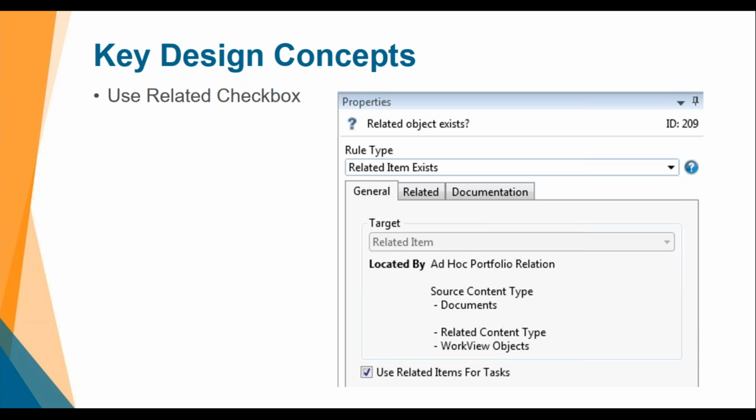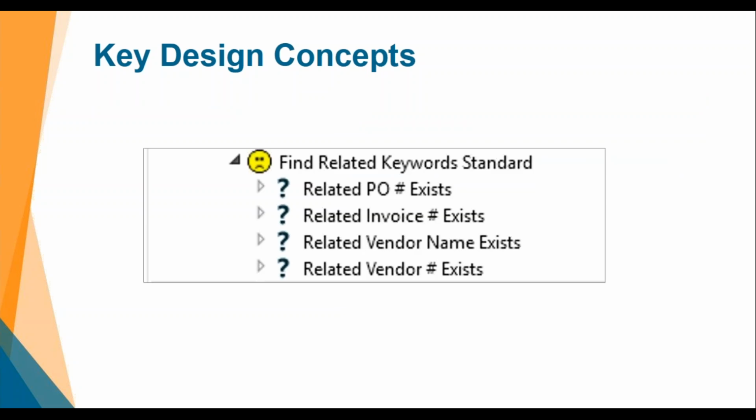Now with the simple checkbox as shown on the screenshot, you can say check use related items for tasks, and everything that you configure after this rule to check for related items will be executed against that related item. So anything I configure, like say updating a keyword or workflow status, would also update the packing list and any other documents that it found for related. Or in this example, I'm looking at an ad hoc portfolio that is looking for work-related work view objects. Very powerful tool and a simple checkbox to configure.